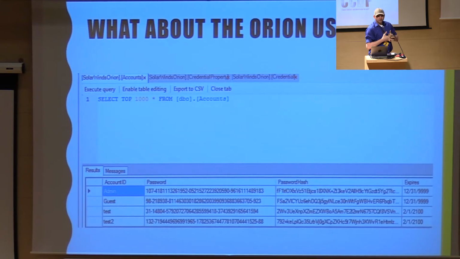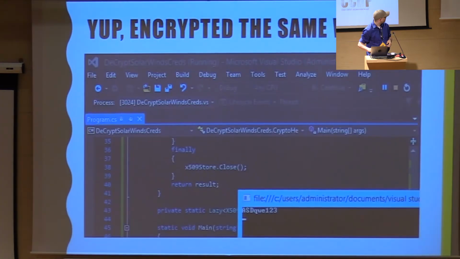Anyone see anything weird here? Yeah, it expires in a long time from now. What else? So it has that password hash thing again, like base64. So let's try that. All right, so I copy the exact same encrypted text and paste it, and it's the same encryption. So that one certificate gets me all the ESX creds, all the Windows creds, and all the Orion creds.